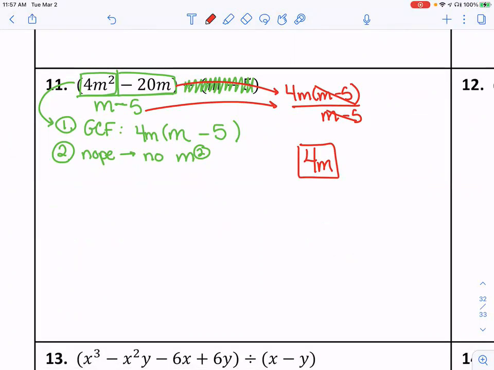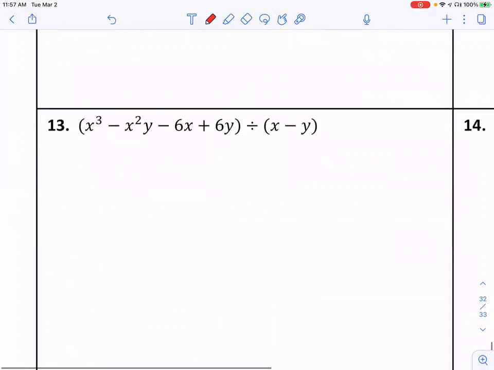13 is the next factoring that concerns me. Why? You told me that 13 was a special case. Why? It has 4 terms. Very good. It has a cubed instead of a square in the front. That is correct. Okay. Now, let's go ahead and label.